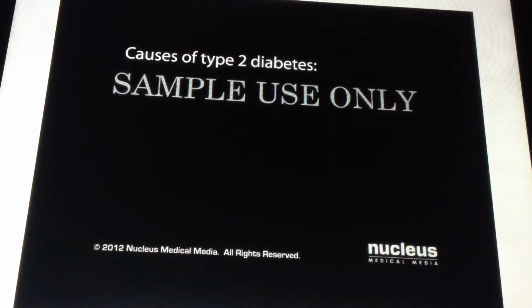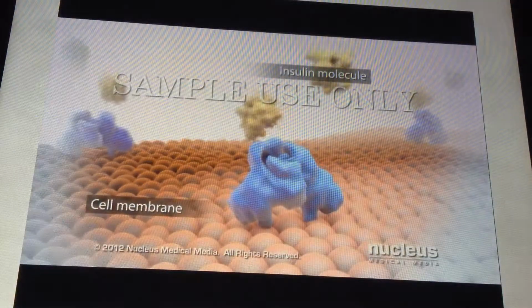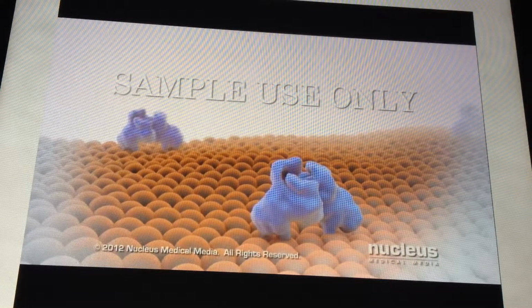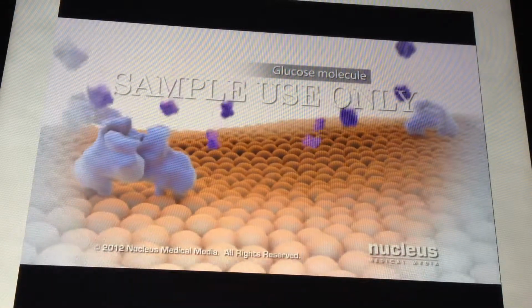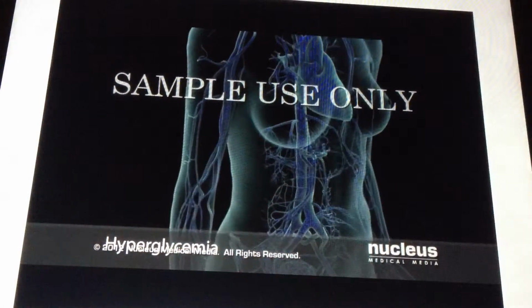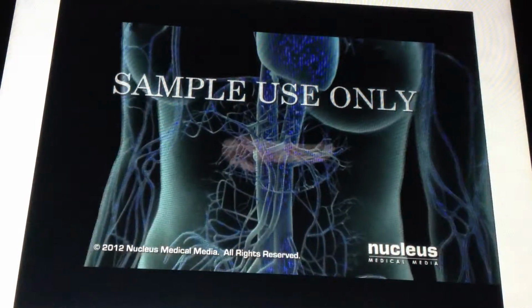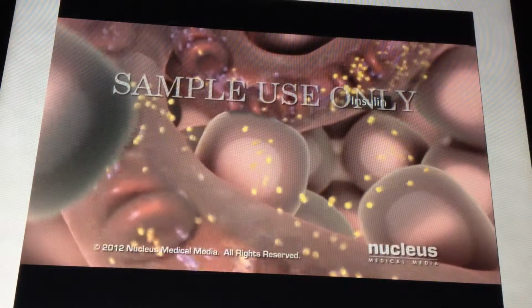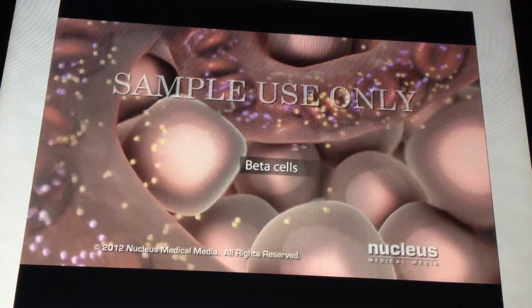If you have type 2 diabetes, either your pancreas does not produce enough insulin, or your body's cells resist its effects, or both. If you have insulin resistance, your insulin cannot unlock the cells to let glucose in, because the locks, called receptors, are abnormal or missing. As a result, glucose is locked out of your cells. Consequently, the amount of glucose builds up in your bloodstream in a condition called hyperglycemia. To compensate for hyperglycemia, your pancreas produces more and more insulin. Your overworked beta cells try to keep up with the demand, but gradually lose their ability to produce enough insulin.